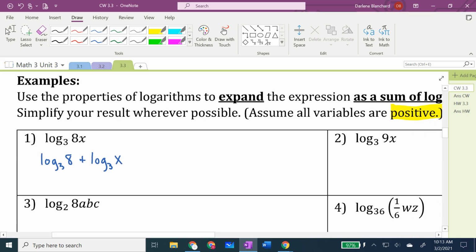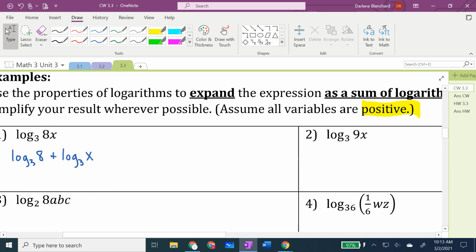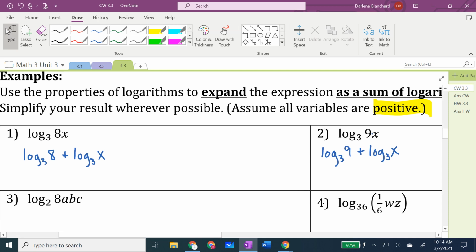Then for number 2, instead of 8x, we have 9x. That's the only difference. So we're going to start off the same way of separating this multiplication so that we have log base 3 of 9 plus log base 3 of x. However, with problem 2, you can simplify further. So I want you to look carefully at the difference between 1 and 2. And I'm telling you that 2 can be simplified more where 1 cannot be. Do you see the simplification I'm referring to?